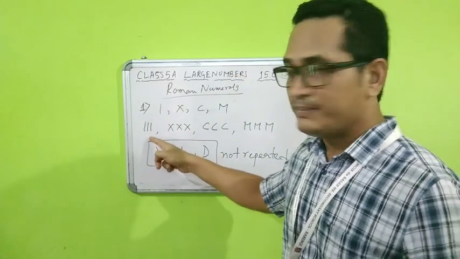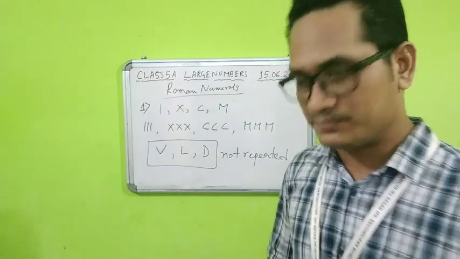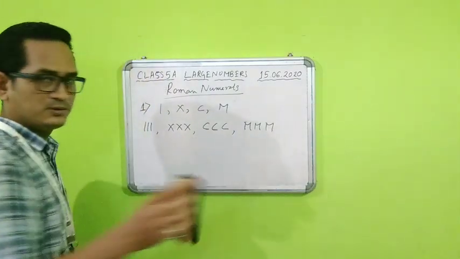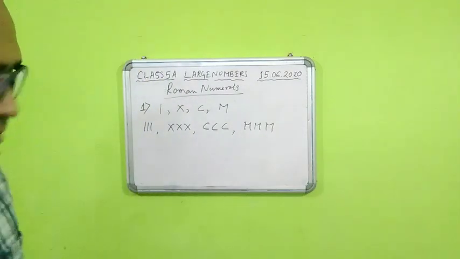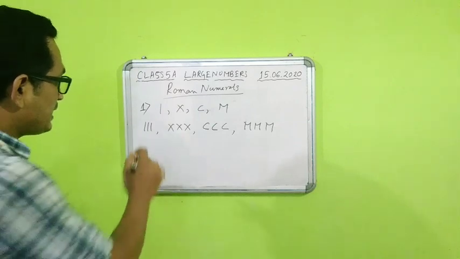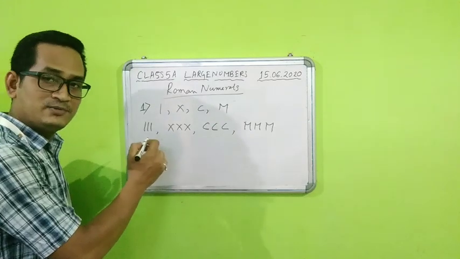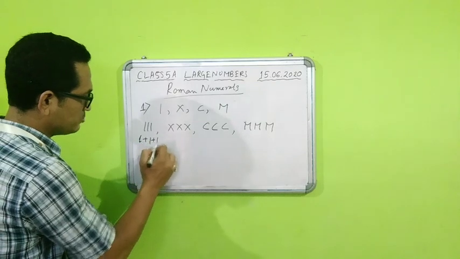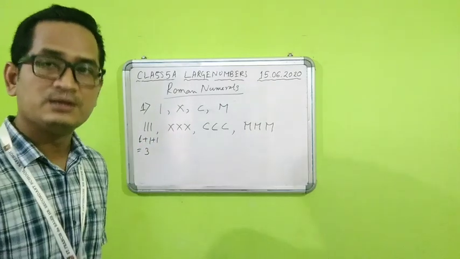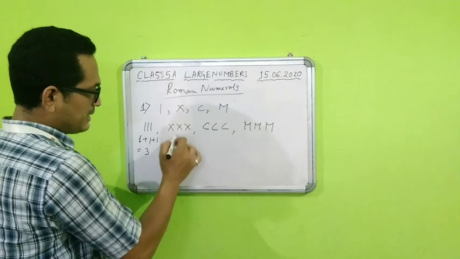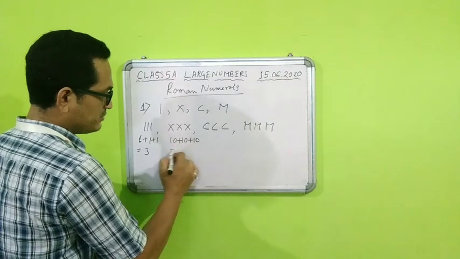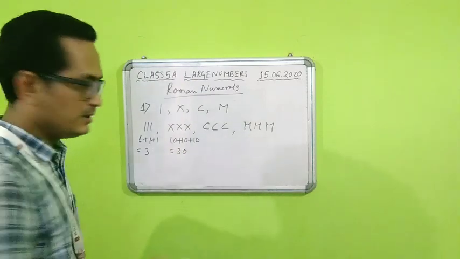And what does repetition mean? Repetition means addition. Let us see that. We will not discuss the symbols which are not repeated, only these. I stands for 1, so III will be 1 plus 1 plus 1, which is equal to 3. Similarly, XXX means 10 plus 10 plus 10, so that will be 30.